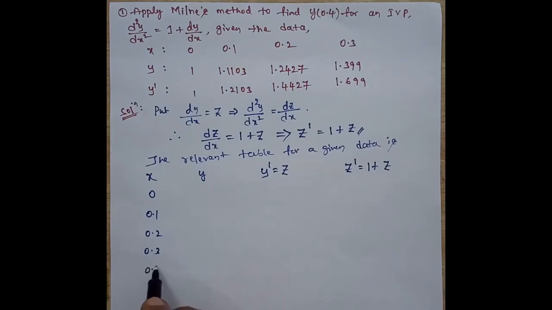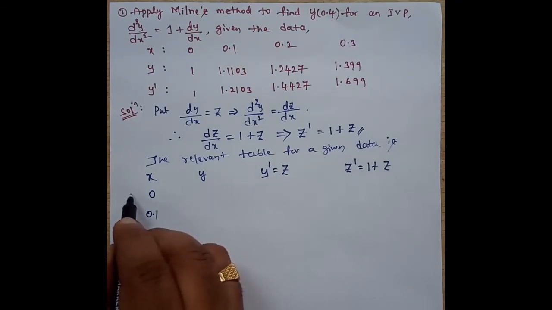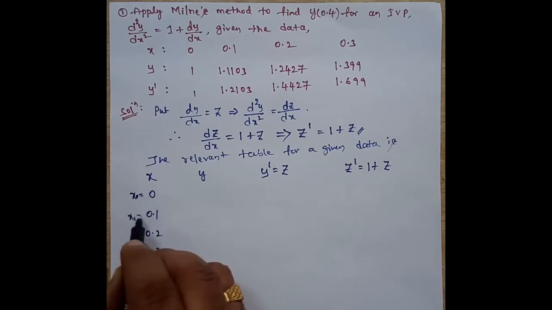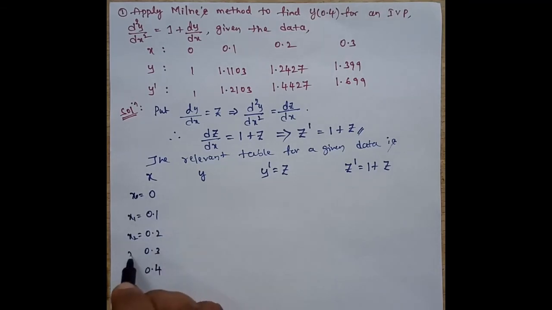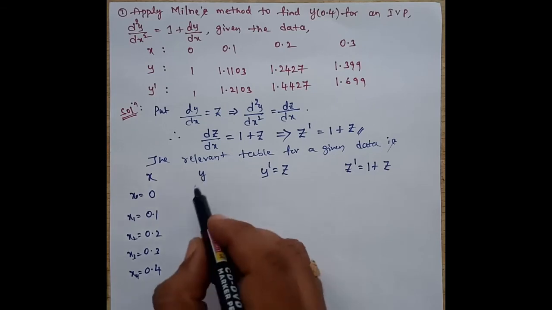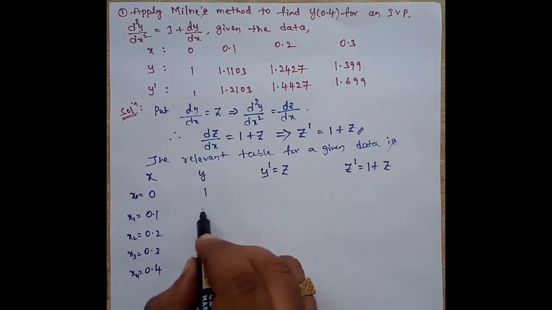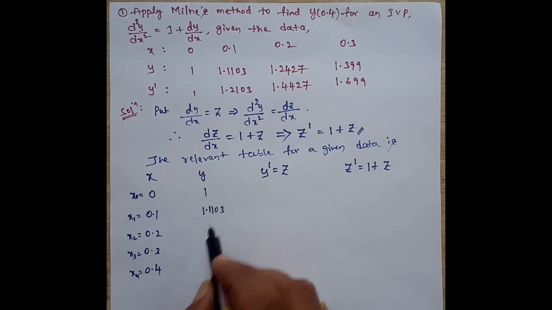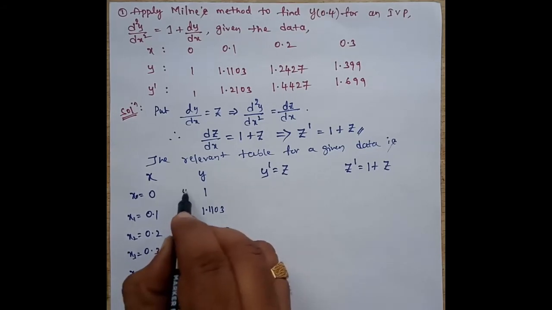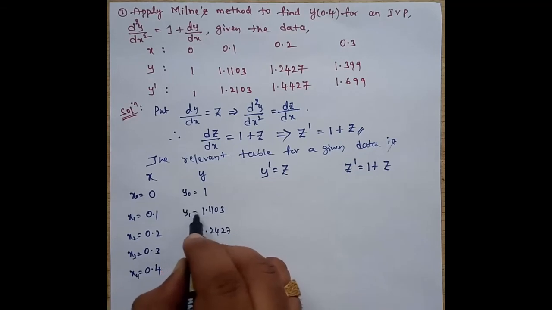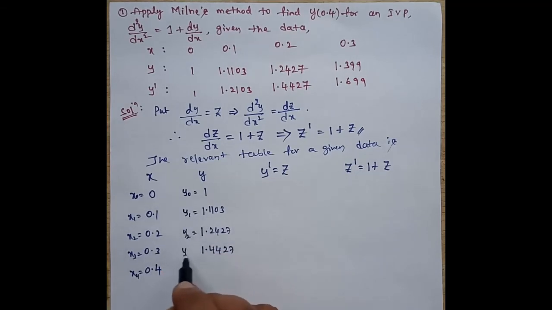So that also I'll write, and I'll rename these values as x0, x1, x2, x3, and this one as x4. Now the corresponding y values are 1, 1.1103, 1.2427, 1.4427. I'll rename them as y0, y1, y2, y3, and y4 is unknown, so that we have to find out.